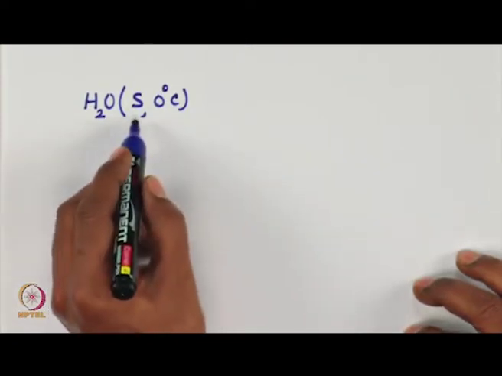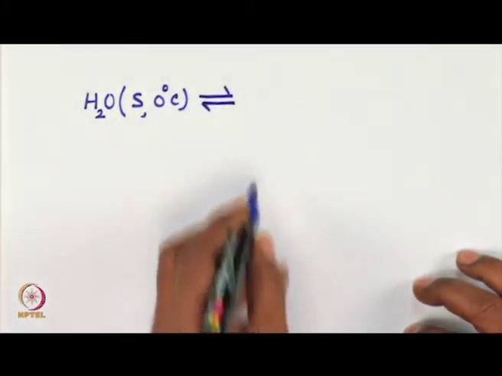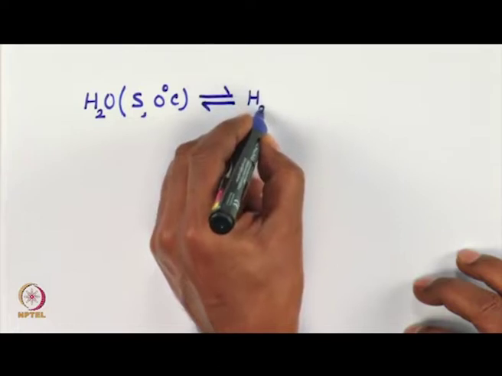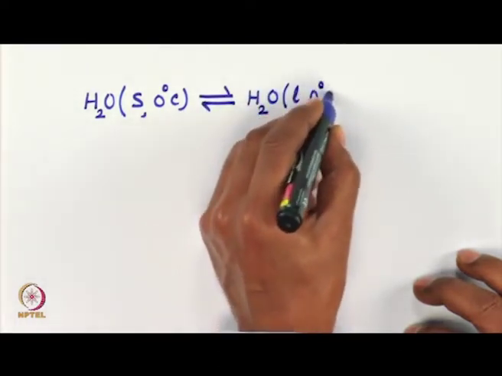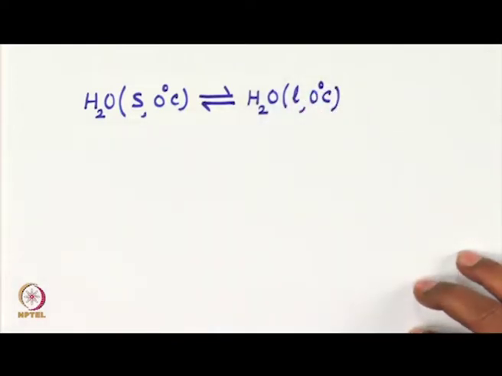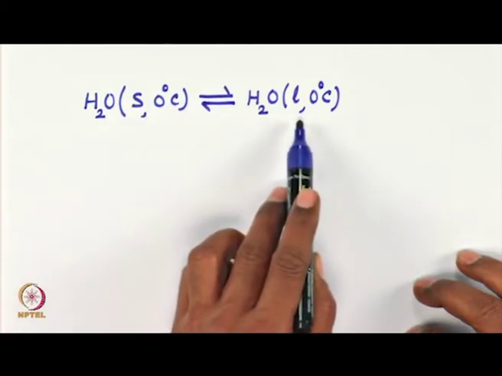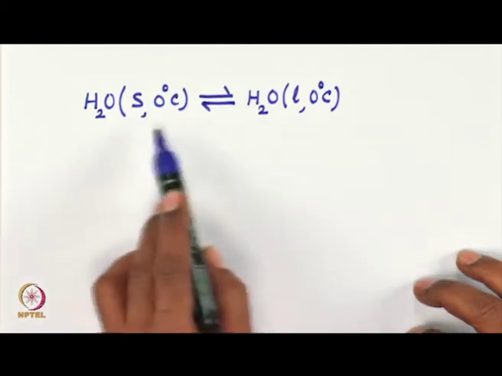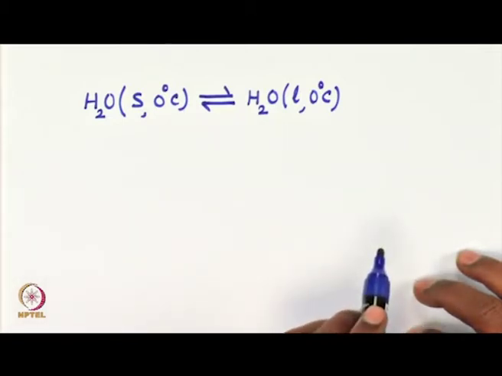Now, since we are adding to ice, first of all, this phase equilibria will be set up. That is, the solid form has to be molten to liquid form, and some heat will be required for this phase transition. How do we calculate this heat required?